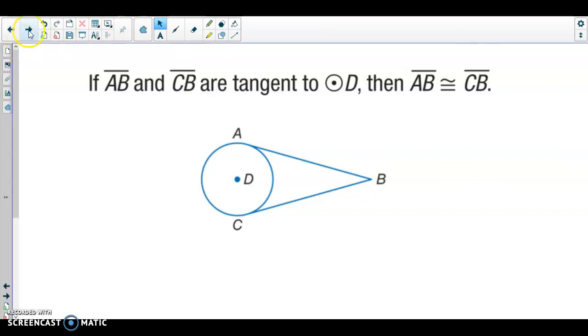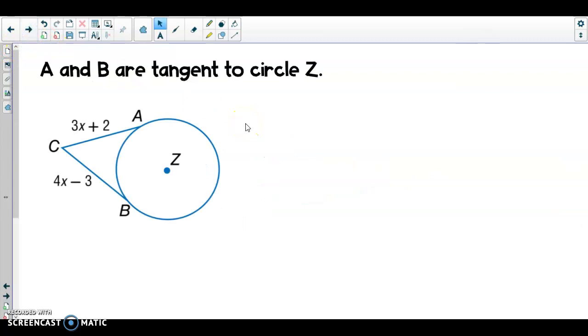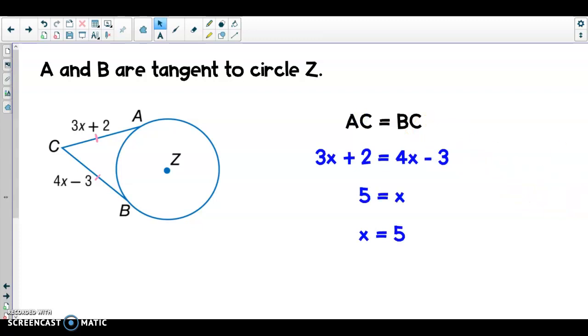So let's look at a quick example. So if we have that A and B are tangent here to circle Z, then we can say, hey, they have this common exterior point. So that must mean that I have two segments that are congruent to each other. So AC is congruent to BC, which allows me to set up an equation that I can solve. 3x plus 2 would have to equal 4x minus 3, and we can solve that. All right, so those are our two big theorems for today.